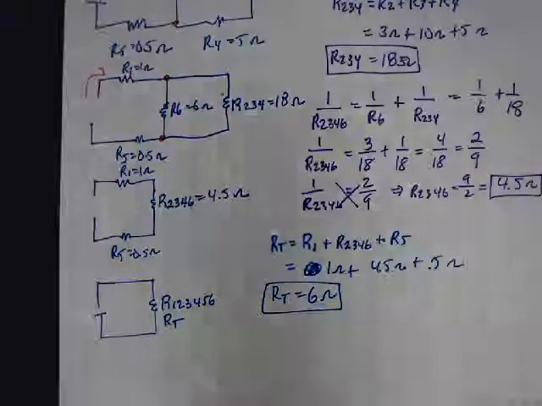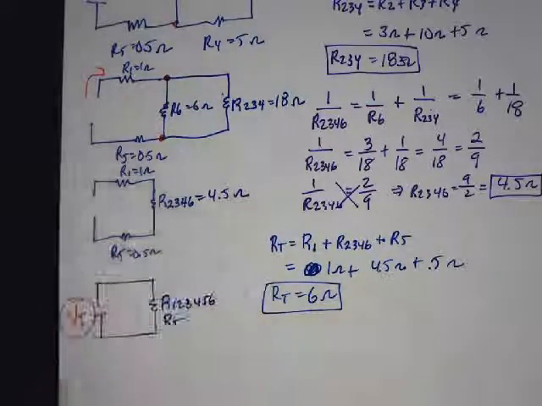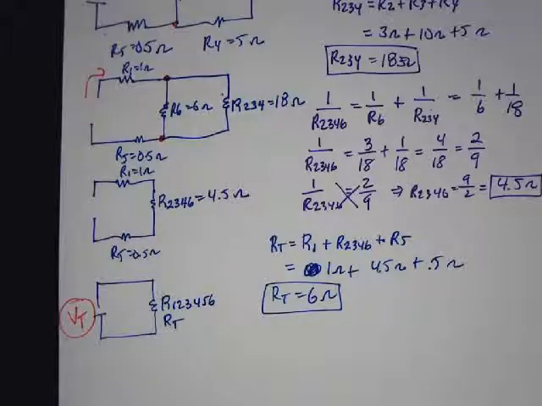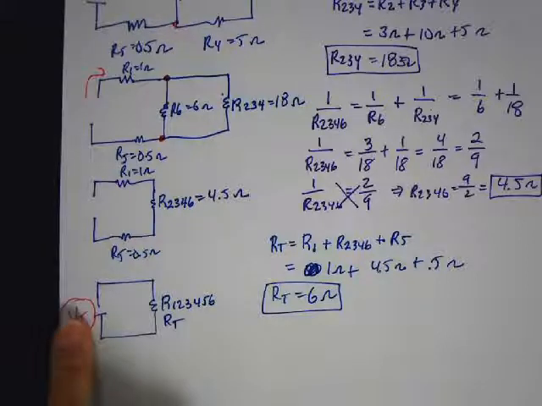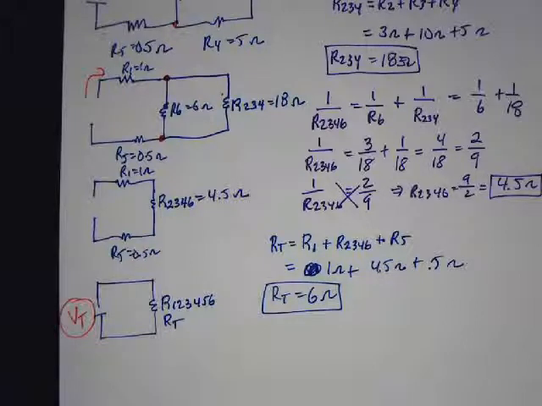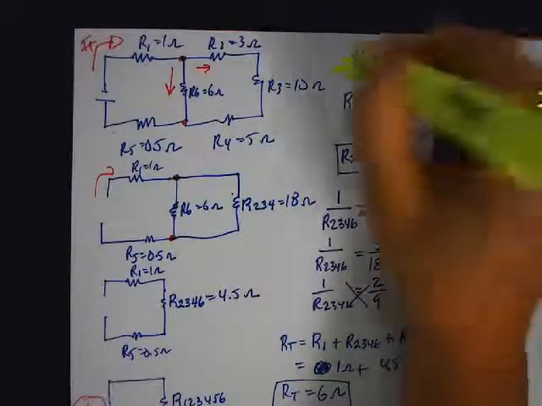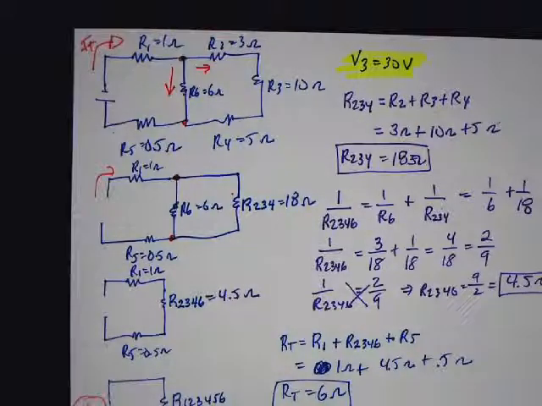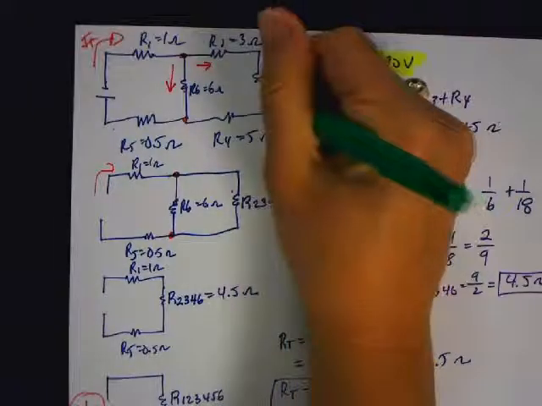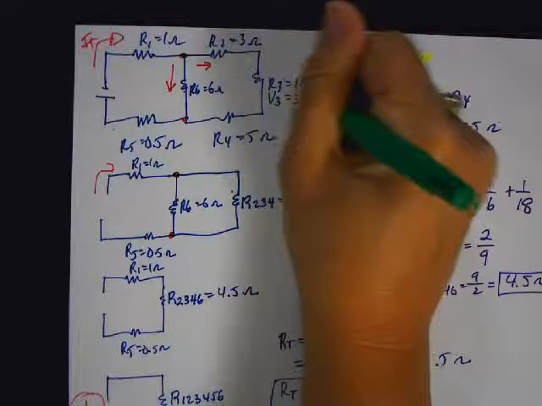Now before, they told us the voltage of the battery. In this problem, they don't tell us the voltage of the battery. Normally we would find the voltage of the battery and we would use Ohm's law, find the current and work backwards. But they don't tell us that. So we're going to have to use what they give us. The only other thing that they give us in this problem is they tell us that V3 is equal to 30 volts.